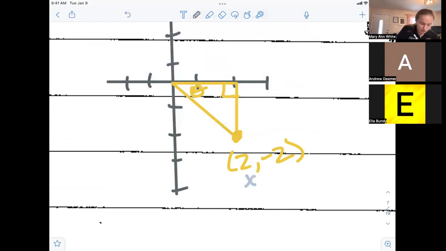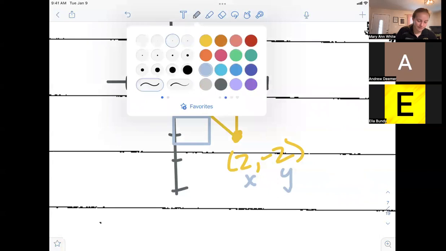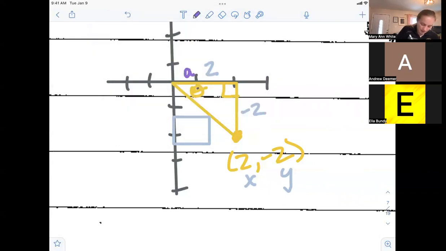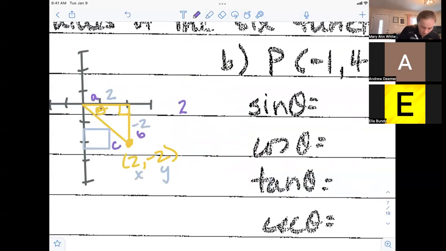My x is 2. My y is -2. And then I don't know what my c is. So we're going to go Pythagorean theorem and solve that. A, B, C. 2 squared plus -2 squared equals C squared. 4 plus 4 equals C squared.